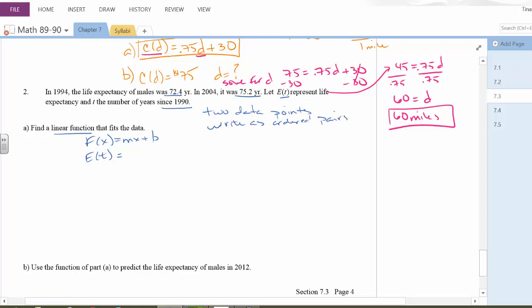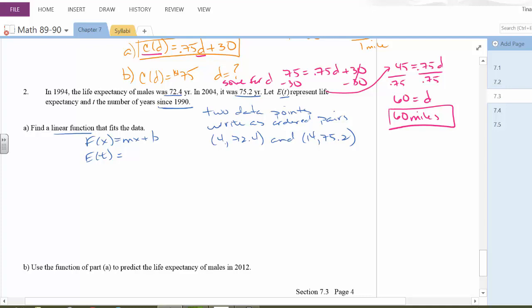Pairs. So what do I mean by that? Well, in 1994, you have 72.4. So now watch what I do. I'm going to write 4, 72.4, and 14, 75.2. And you're thinking, whoa, where did she get 4 and 14? Good question. The way they worded the problem, everything is since 1990. So for us, I don't write 1994 in that x-coordinate. I write 4 years because 1994 is 4 years since 1990. So it's in terms of 1990.